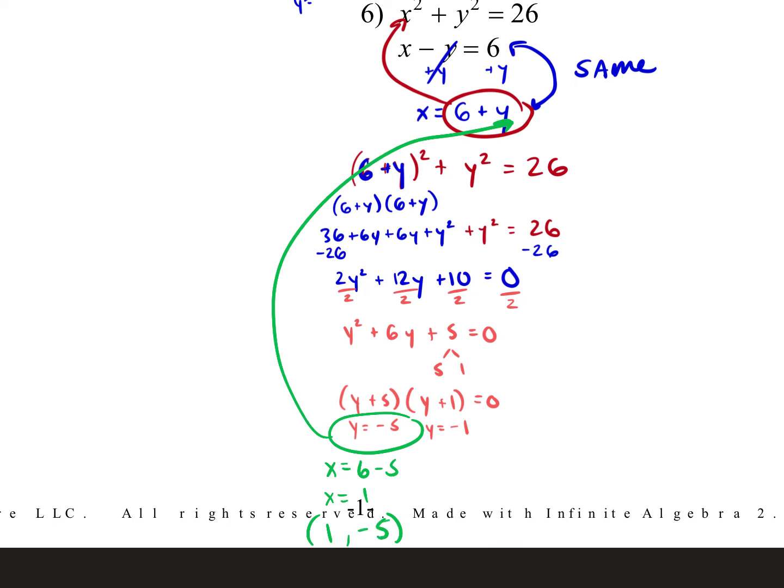So it's always x, then y. And then I would plug -1 into the y. So I get x is equal to 6 minus 1. So x is equal to 5. So this would be 5 comma -1. So these are my 2 answers.